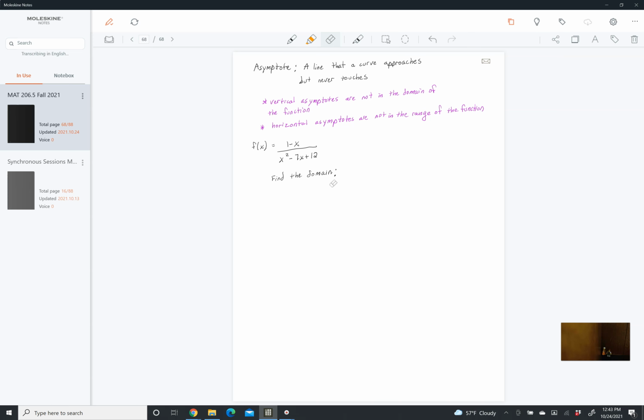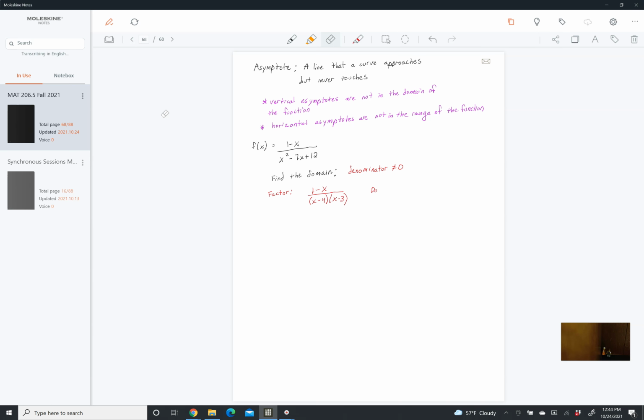So if we want to find the domain, what we want to look for is where the denominator is not equal to 0. So we can factor the denominator. This factors to x minus 4 times x minus 3.